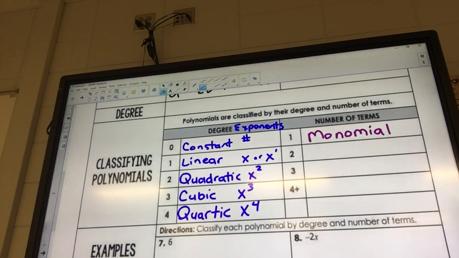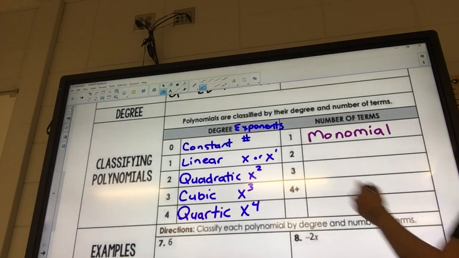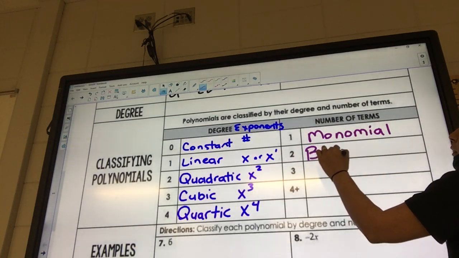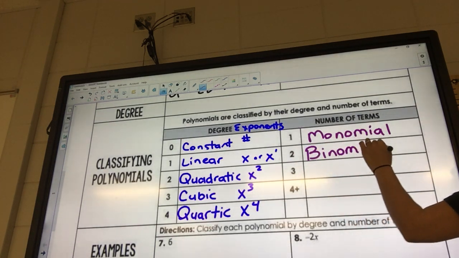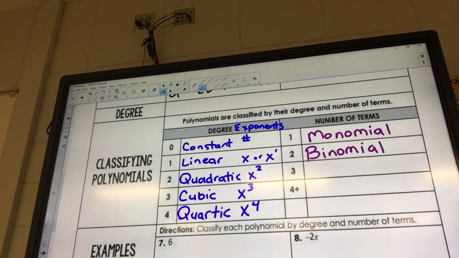Okay, if it has 2 terms, it's called a binomial. I'm not trying to be funny, but what does bi mean? 2. Okay?